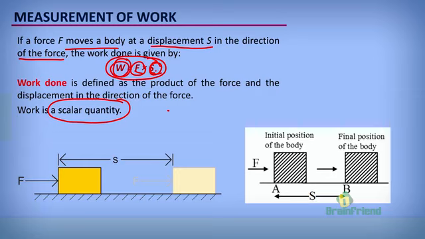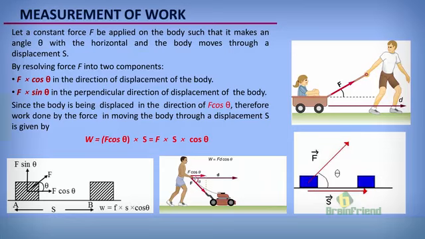You can see from the diagram we have, this is the initial position of the body. As force is applied, it is displaced to a final position, and the distance between A and B is the displacement S. And so when you apply force, it must be in the direction of the displacement. Then you can say work is done.